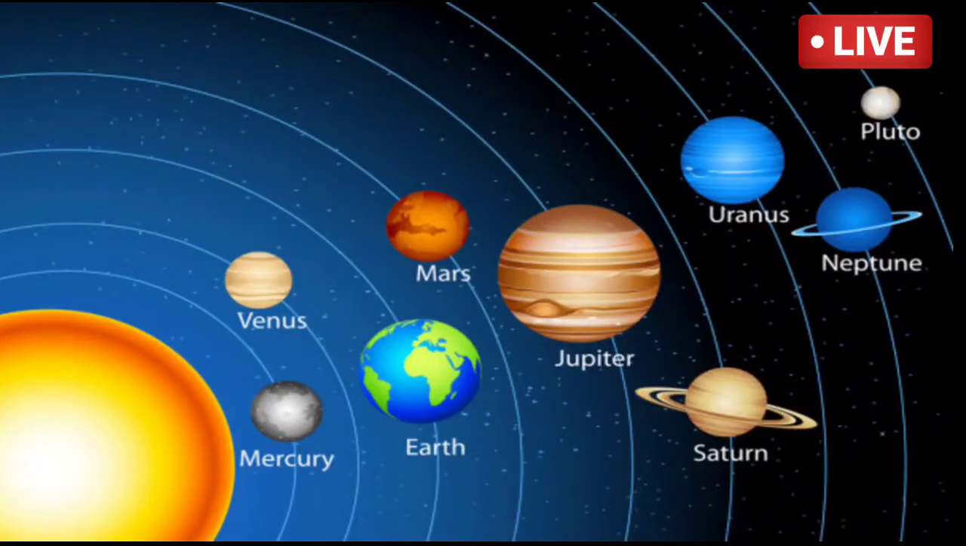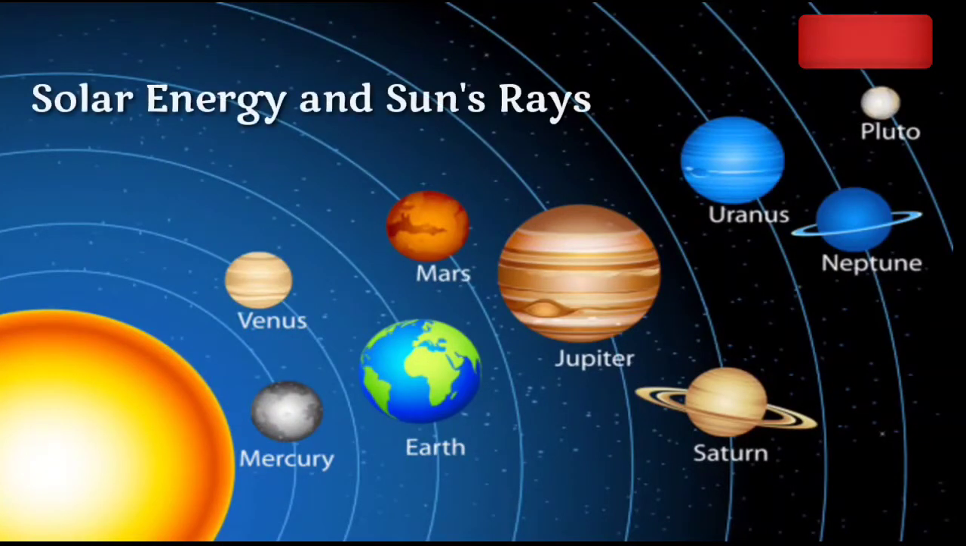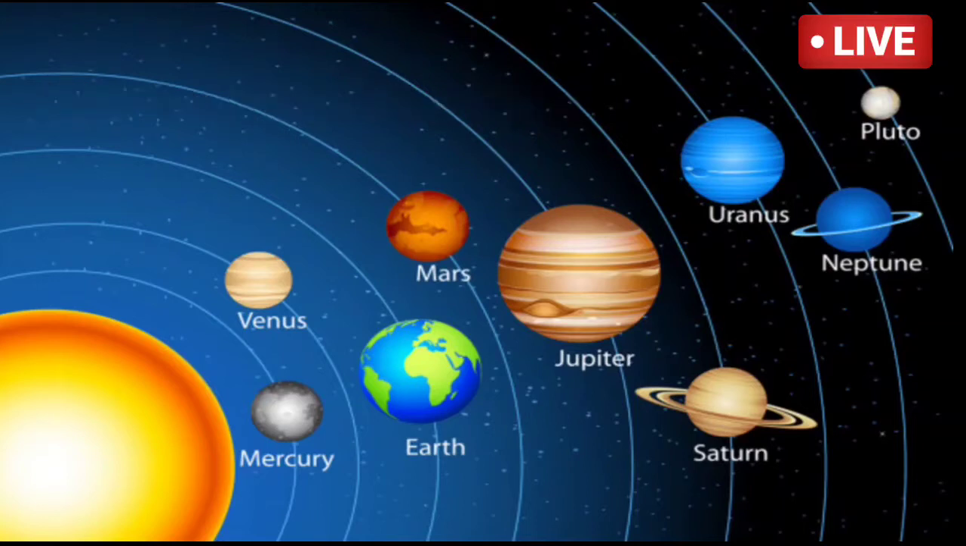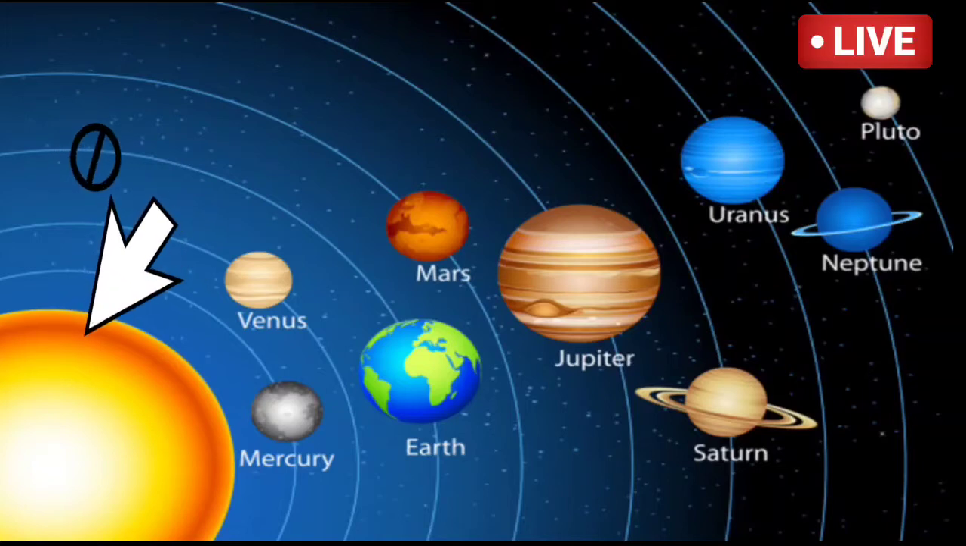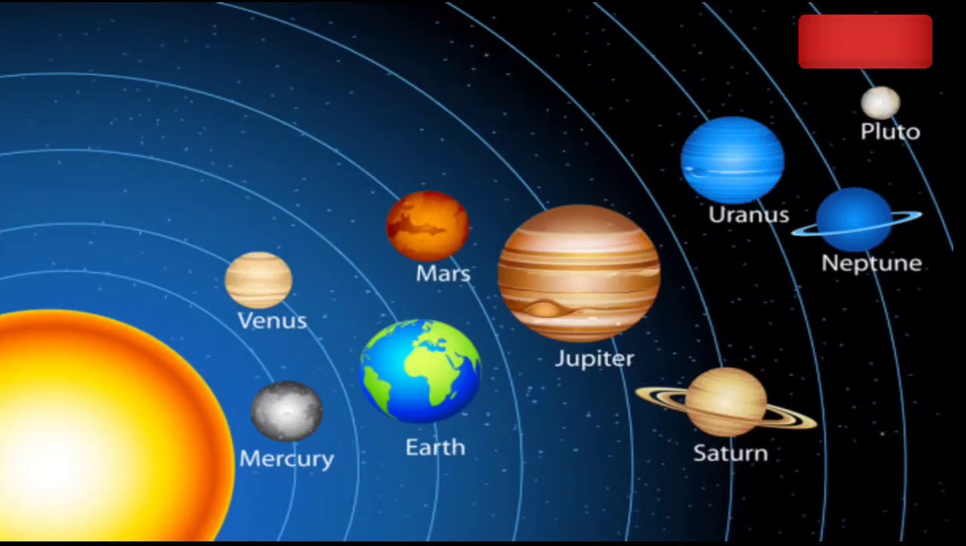My dear children, today's concept is solar energy and sun's rays. What is the source of energy on the earth's surface? From where are you getting this light and heat? That is the sun. Very good. The sun is the principal source of energy on the earth's surface. What is the principal source of energy on the earth's surface? The sun.